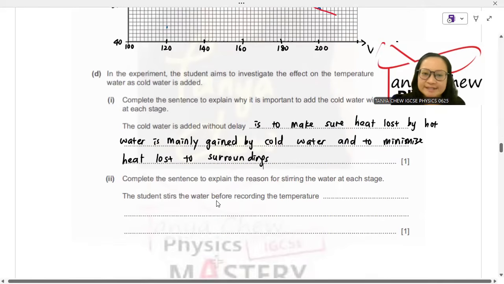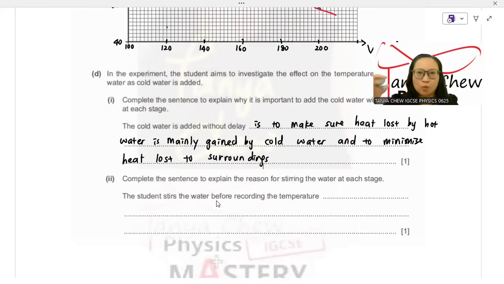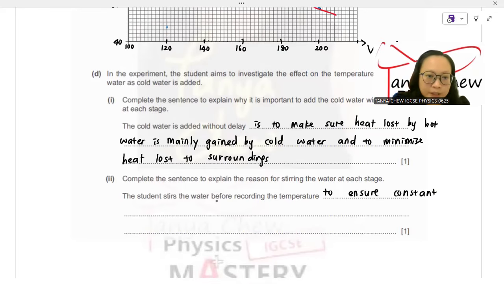Now, the second part, complete the sentence to explain the reason for stirring the water at each stage. When you add the cold water at maybe one side of the beaker, due to the temperature difference, the temperature of the whole hot water might not be the same. So the student has to stir the water before recording the temperature, is to ensure constant heat distribution in the water in the beaker.